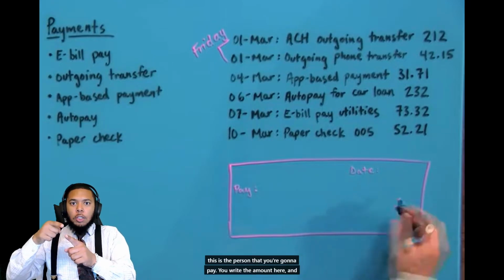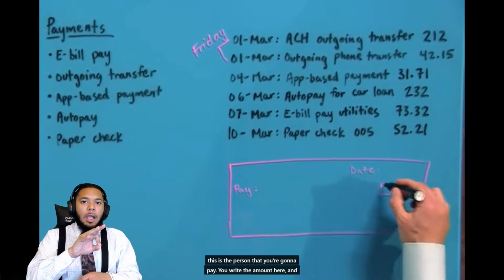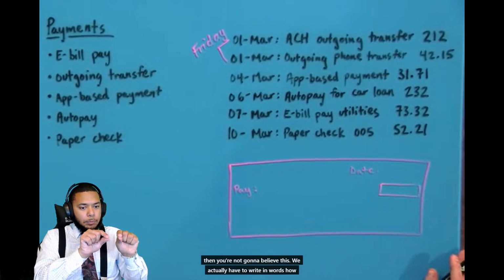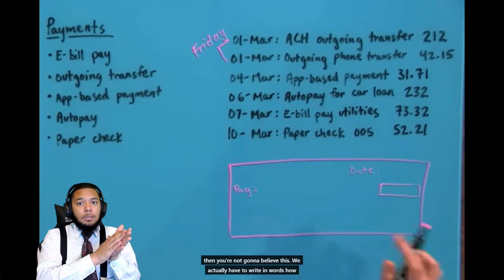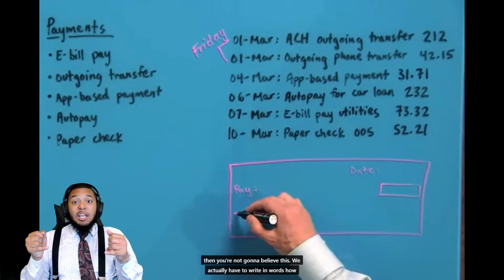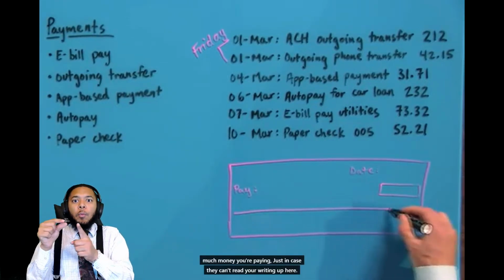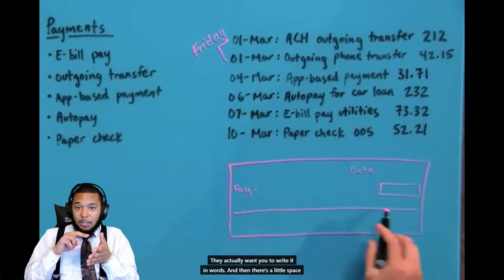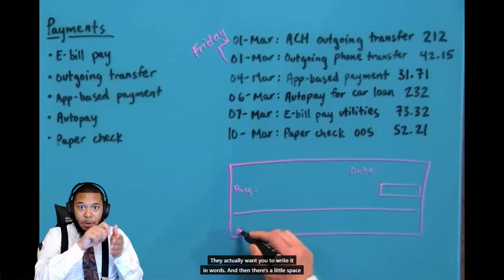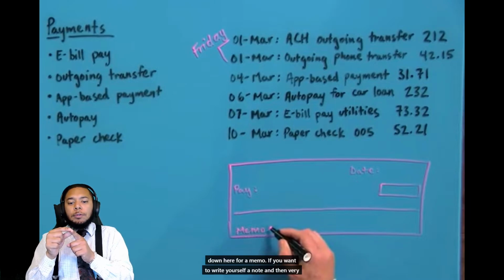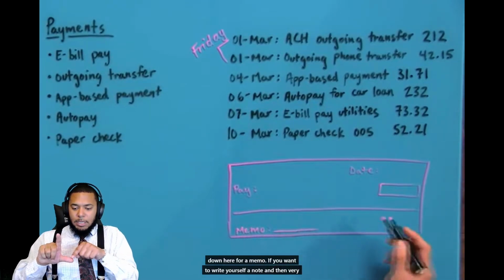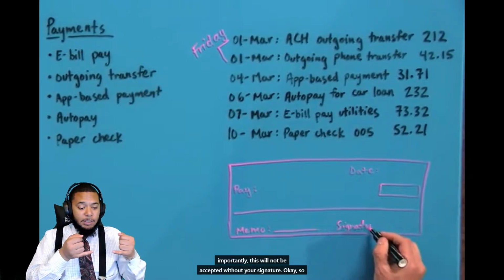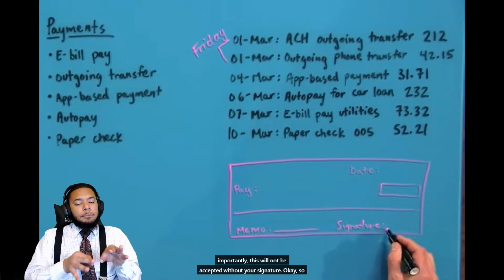And so this is the person that you're going to pay. You write the amount here. And then, you're not going to believe this, but you actually have to write in words how much money you're paying. Just in case they can't read your writing up here, they actually want you to write it in words. And then there's a little space down here for a memo, if you want to write yourself a note. And then, very importantly, this will not be accepted without your signature.